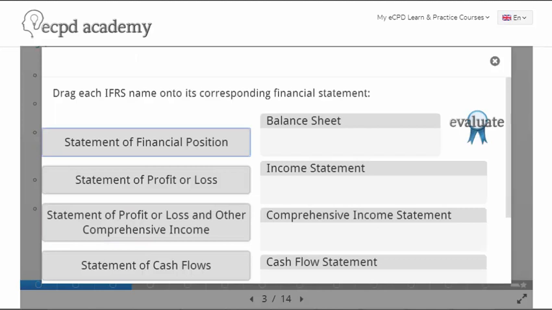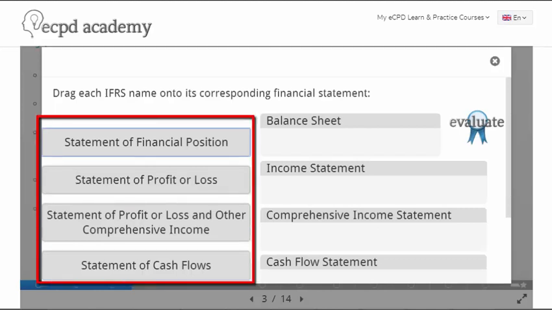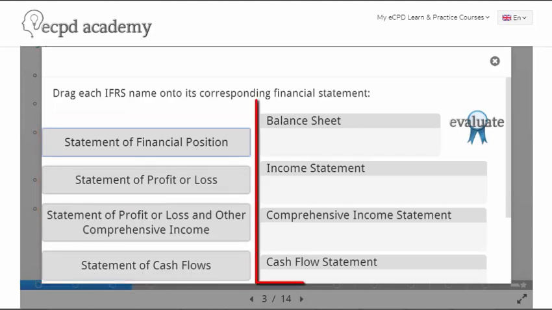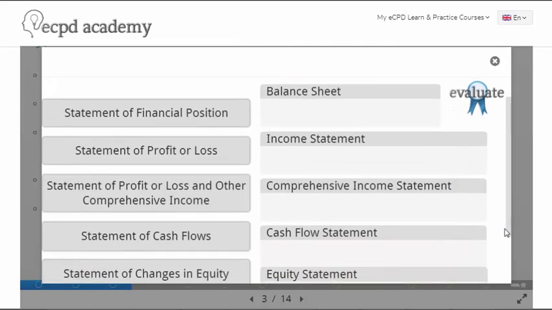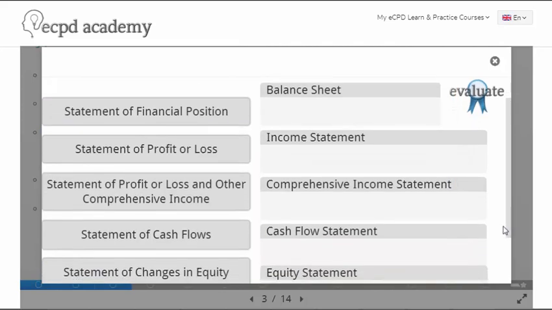Here, we are to match the IFRS titles of financial statements on the left side to those on the right, which we just covered. This exercise is an example of how we at eCPD Academy do not enumerate learning points for you to remember or memorize, but instead let you learn it on your own by asking them in a question rather than presenting them as part of the lecture.